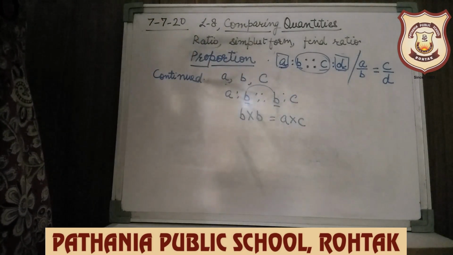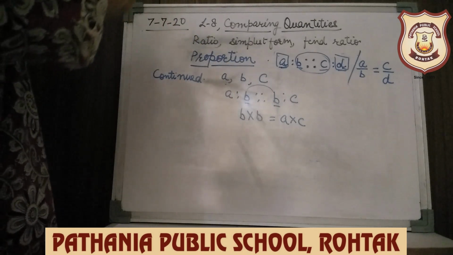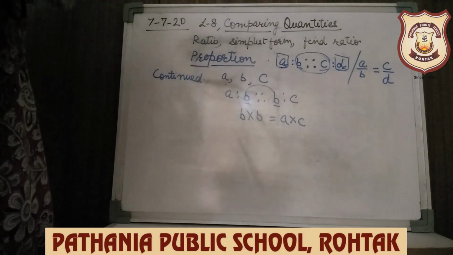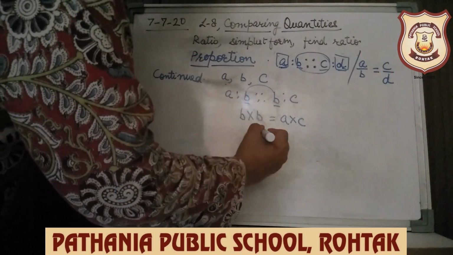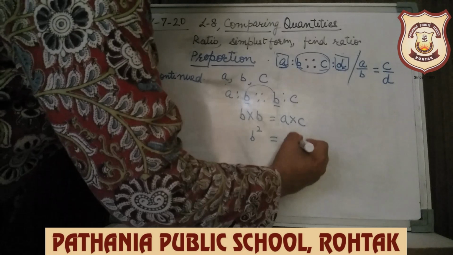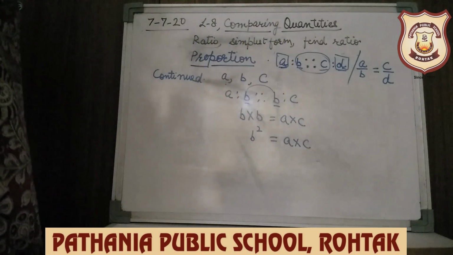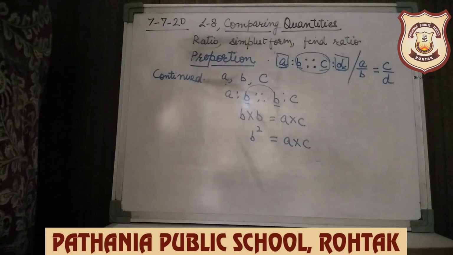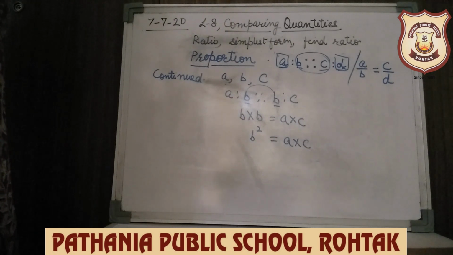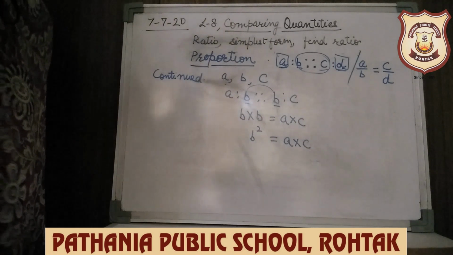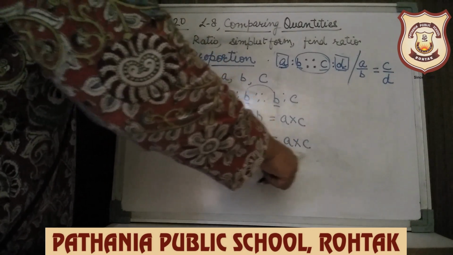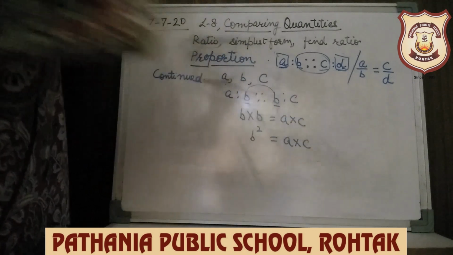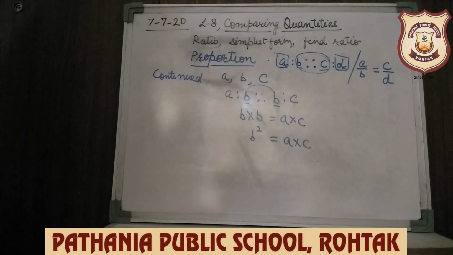Don't think that you always have to write the product of extremes first and then the product of means. You can write either way. So B into B will become B square. If you remember, we did this in chapter 6 regarding the Pythagoras theorem, and you know how to find the value of B square. Write the prime factors for A multiplied by C, and then from each pair you have to take 1. When we solve the questions, it will be much easier for you.